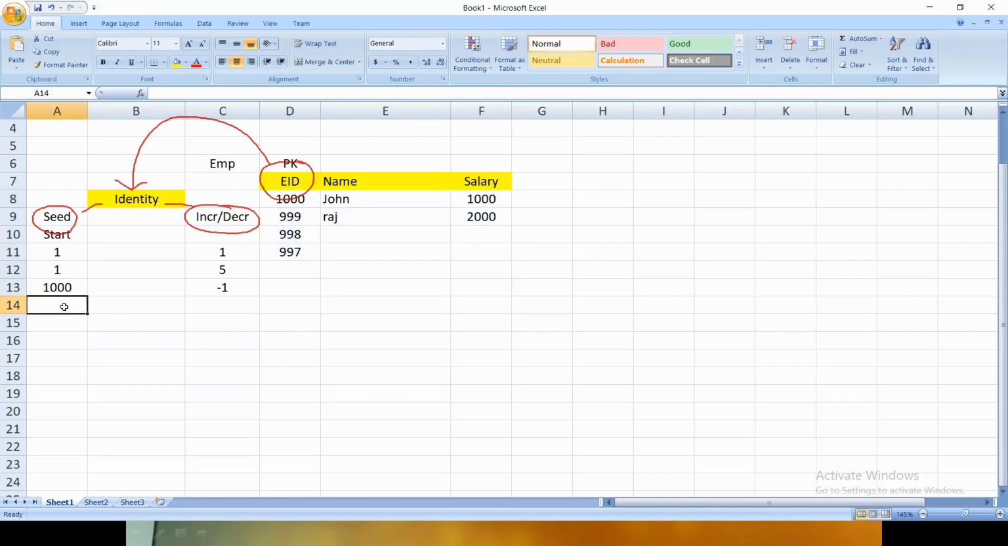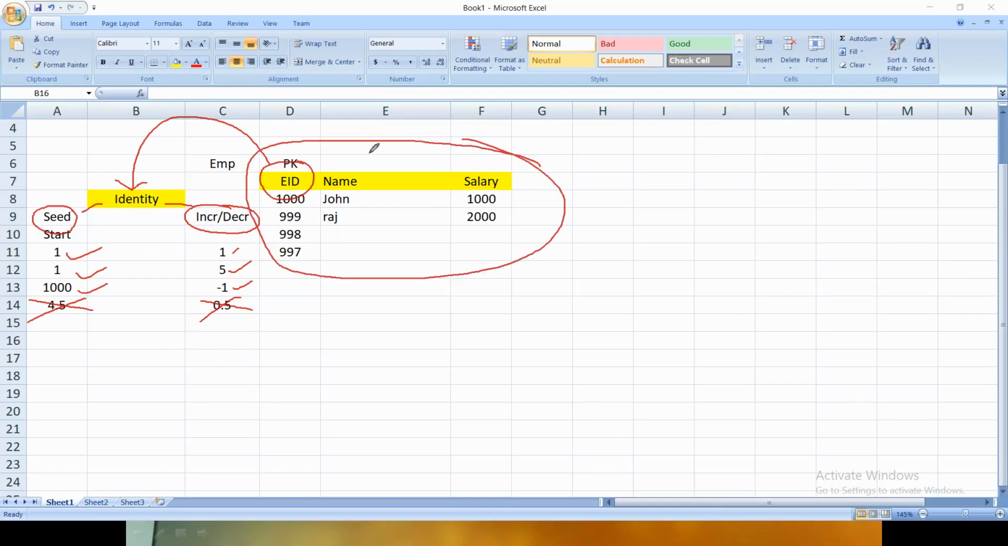You cannot have, I wanted to have 4.5 and 0.5. You cannot have decimal values. This is what is not allowed. Clear? So this is a wrong entry. Decimals are not allowed. So positive number, negative number, any integers are allowed, but what is not allowed? Decimals are not allowed either as part of the seed or increment or decrement. So entire table you can have only one identity column per table.